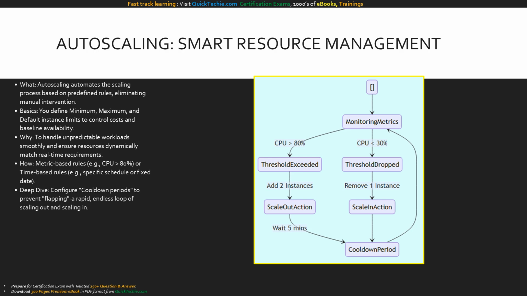Later, when the users log off, we hit the threshold dropped state as CPU falls below 30%. The system executes a scale in action, removing a server to save money, and again enters a cooldown period. This elegant, automated loop ensures your infrastructure is always perfectly right-sized, minute by minute.